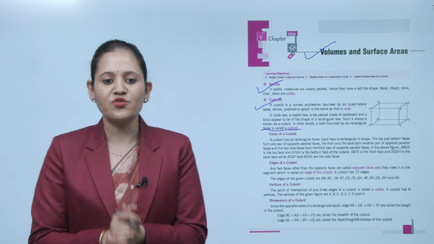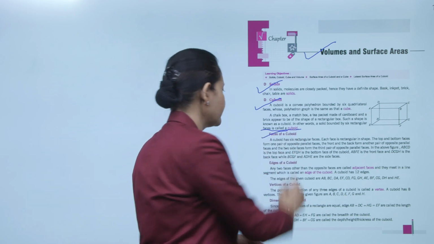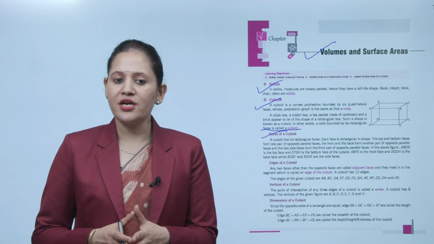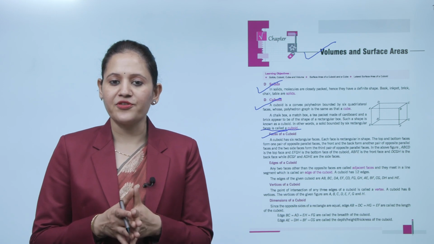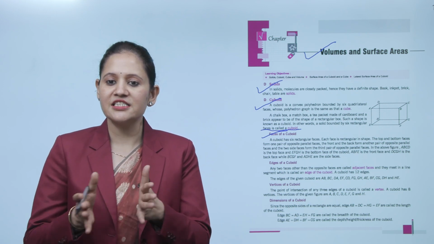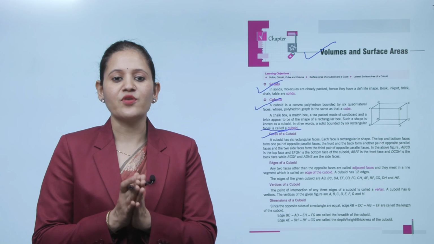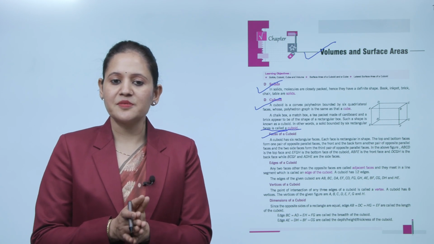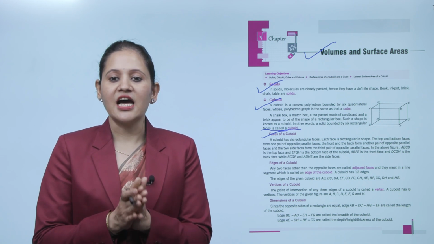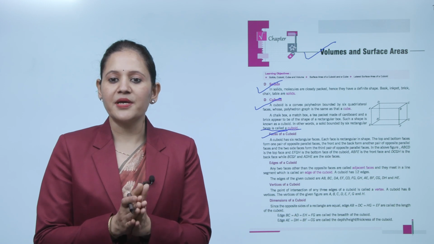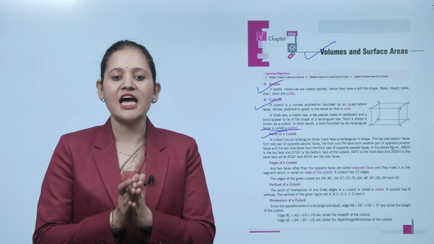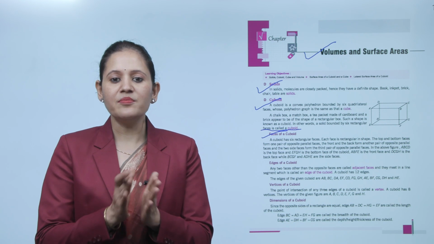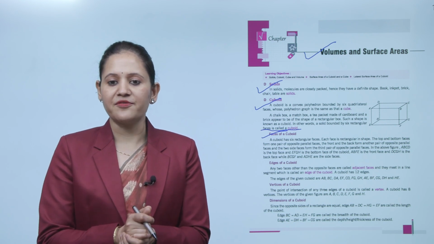Next is faces of a cuboid. A cuboid has 6 rectangular faces. Each face is rectangular in shape. The top and bottom faces form one pair of opposite parallel faces. The front and the back form another pair of opposite parallel faces, and the two side faces form the third pair of opposite parallel faces.